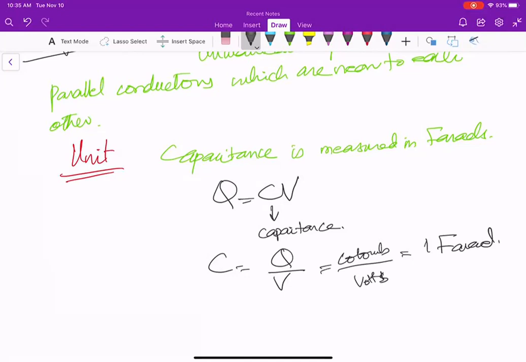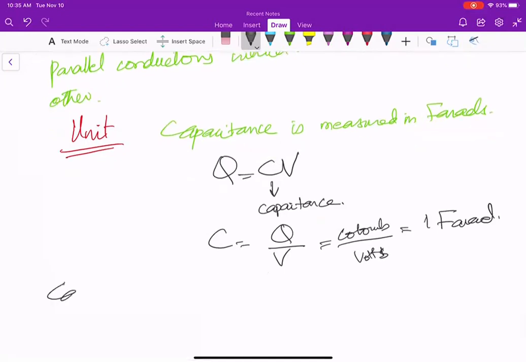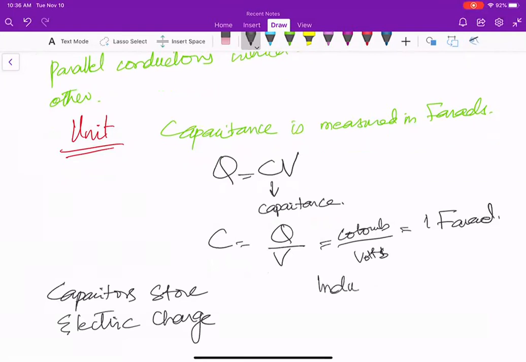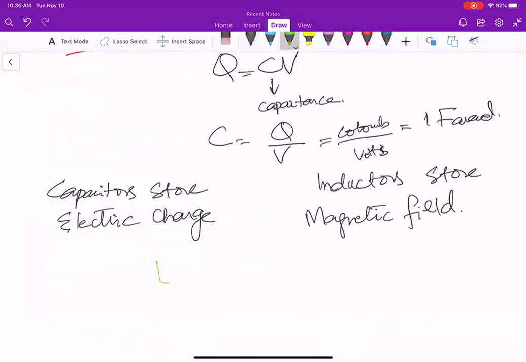Okay, and other than that, we know that capacitors store electric charge, and inductors are the opposite of them, and they store magnetic field. Okay, and they both are energy storage devices. Okay.